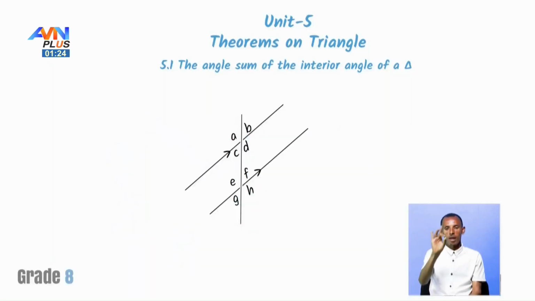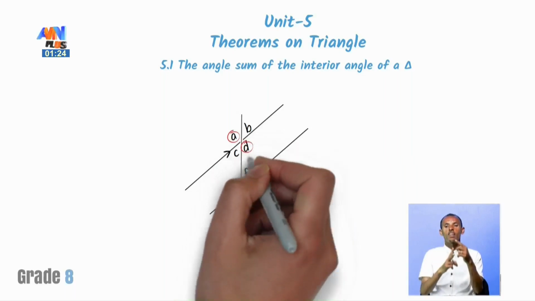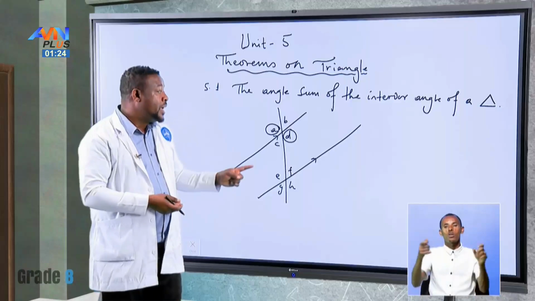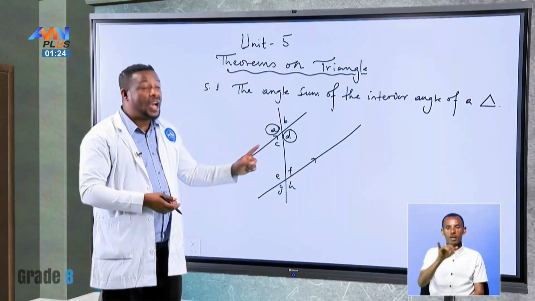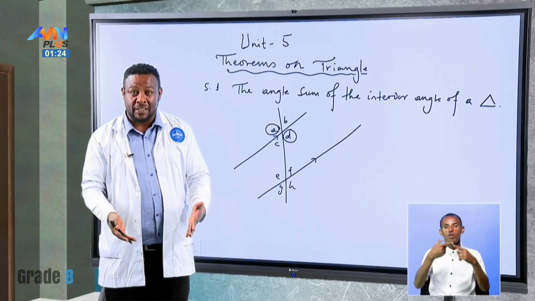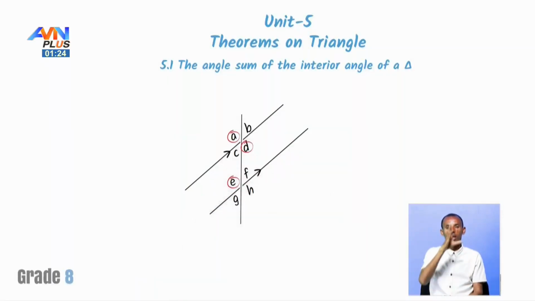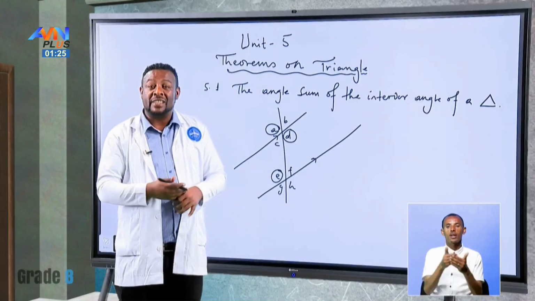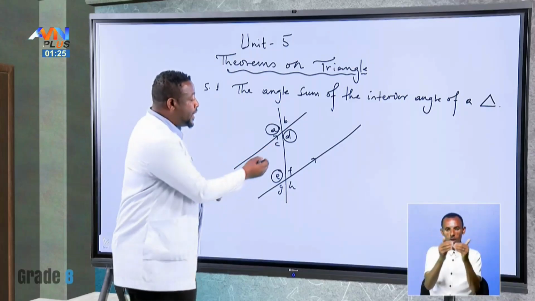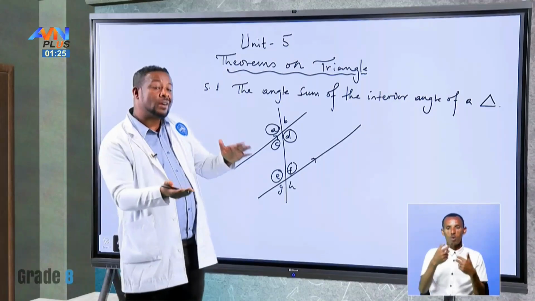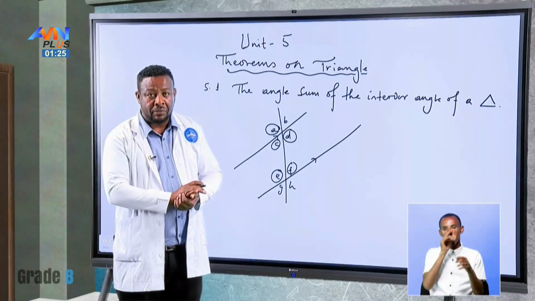The other thing is A and D are called vertically opposite angles. Always, vertically opposite angles are congruent. Similarly, B and C are also vertically opposite angles, right? But if I take D and E, these are alternate interior angles. They are congruent. C and F are also congruent, right? This happens whenever you have parallel lines and a transversal, right?